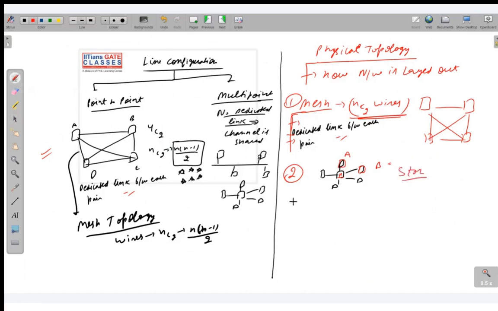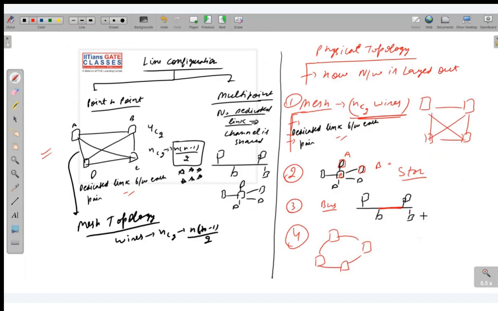Third is bus topology. This is the bus topology. Yes, so this is a shared channel. So who will access the shared channel one? That is bus topology. And the next is ring topology. These computers are connected in the form of a ring. So this is all about physical topology, and there are many others also.